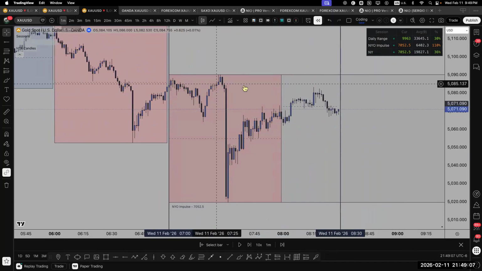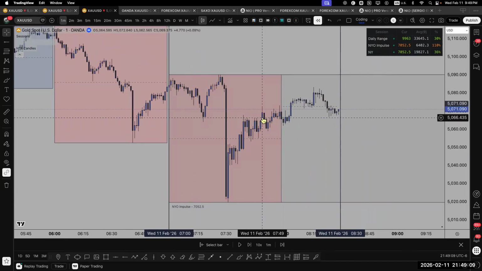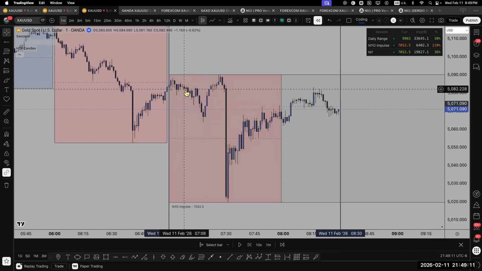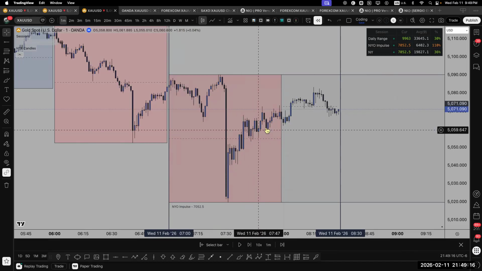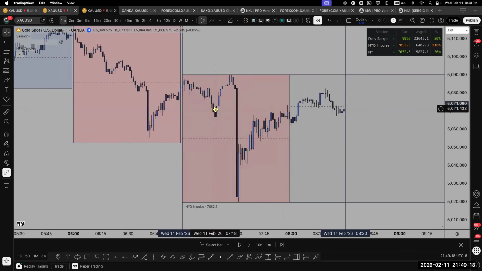So I'm on the 1 minute time frame. This entire box represents 1 hour. How many 1 minute candlesticks are inside? Yes, Paulo, it's correct. 60.